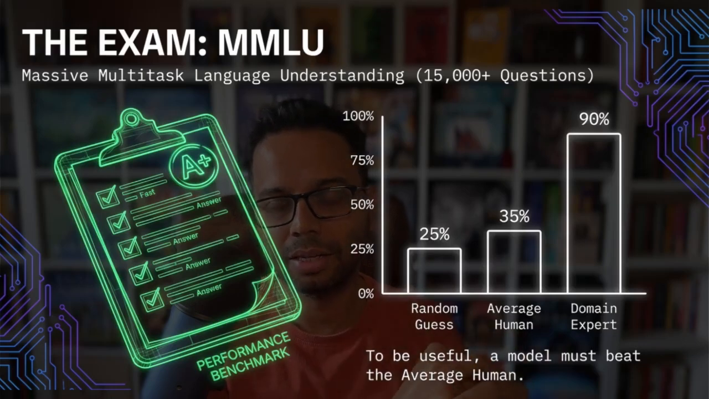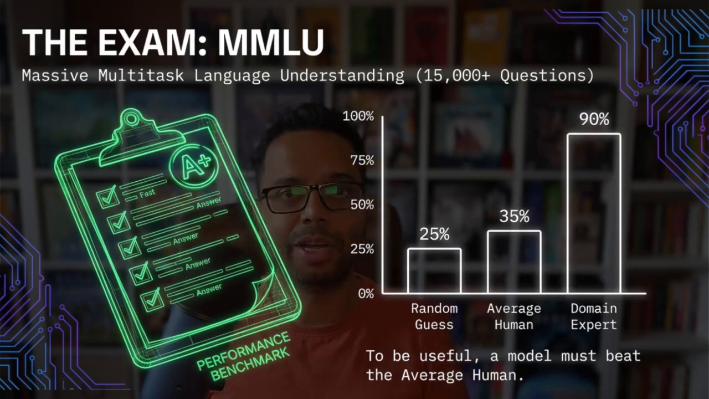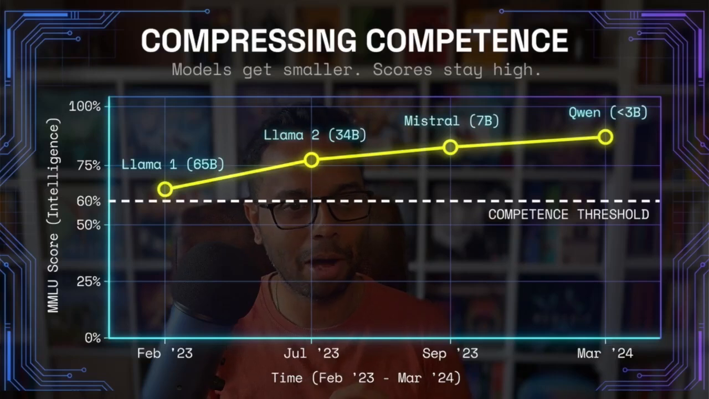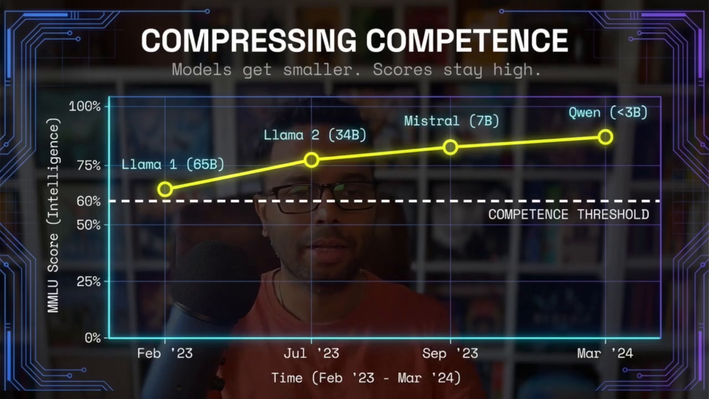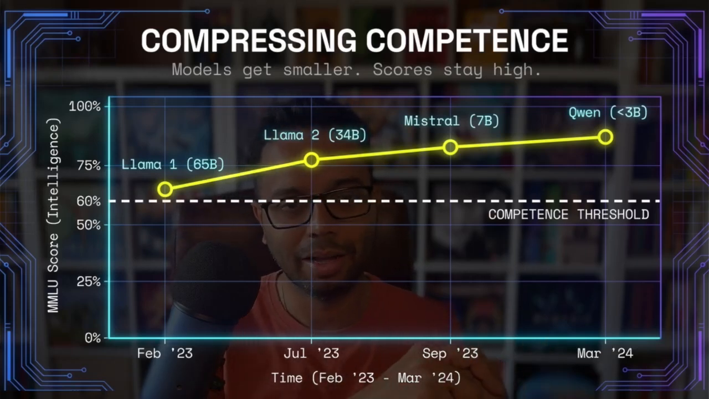So that is the benchmark, and to be useful, it was said that a model must beat the average human, which is basically 35% of the cases, right? Whenever we are trying to create a new language model. Now, the fun here is that when we started compressing into smaller models, so let's say here if we take a threshold of 60% in MMLU score, Llama 1, 65 billion parameters, which came around February 2023, has scored above 60%, right?